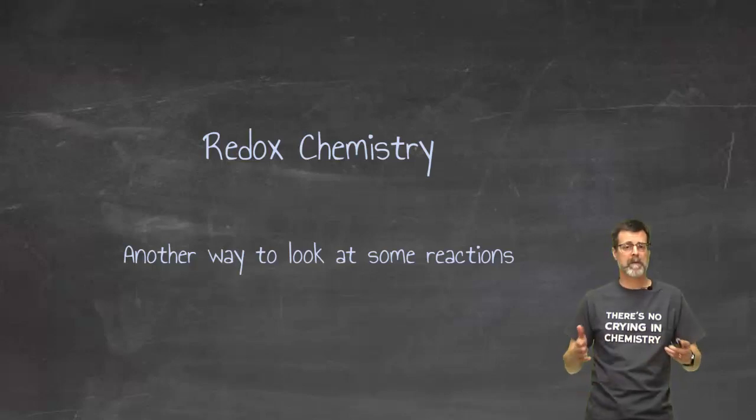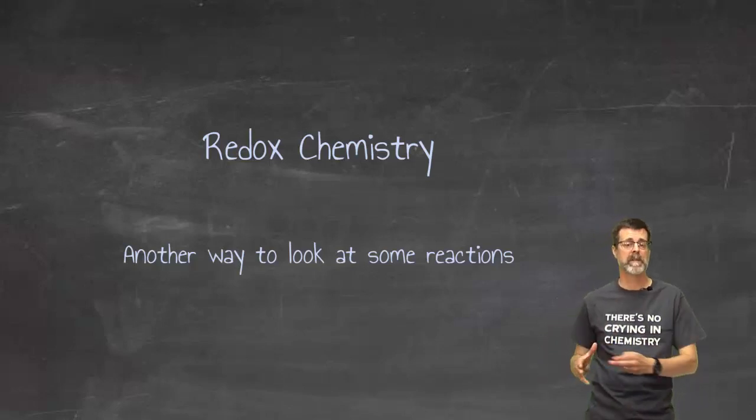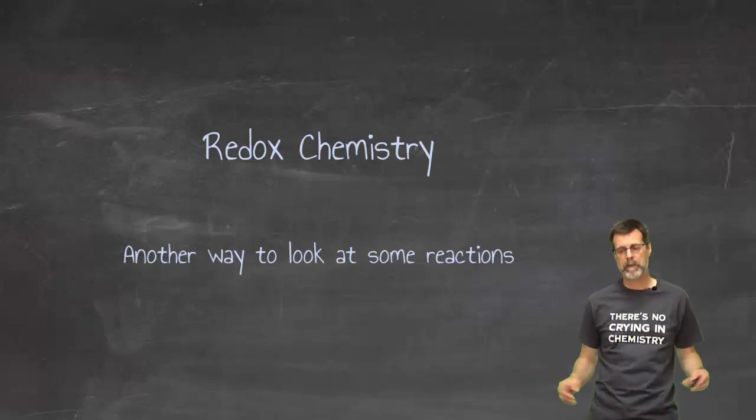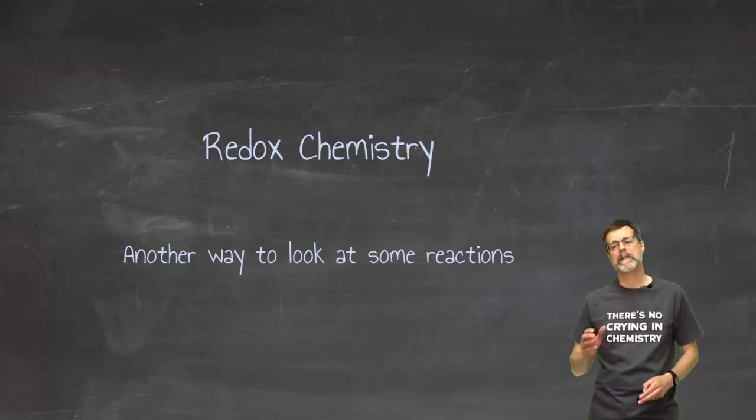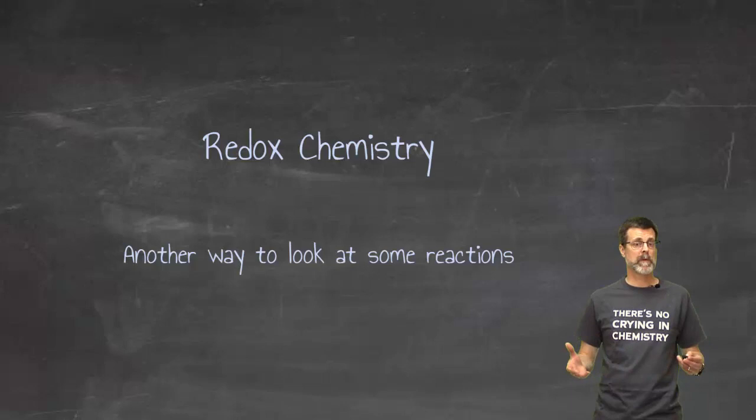Throughout this course, there's been a few things that we've had to not really unlearn from previous years, but take a really big leap forward in terms of how we understand some of the things that we thought we understood. And we're going to do some more of that today. We're going to be talking about redox chemistry, which is a different way of looking at some reactions.